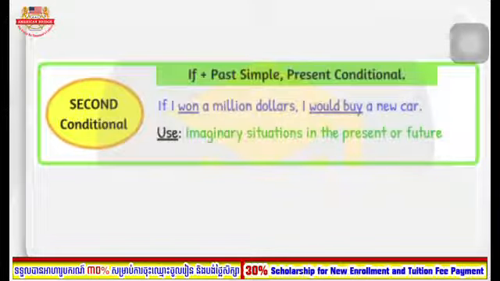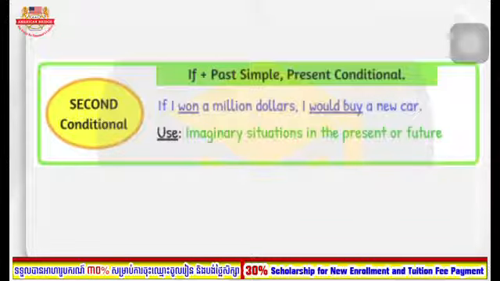Next, second conditional. So let's take a look at the form of second conditional. If plus past simple, comma, present conditional. Okay, students, so let's see. If I want $1 million, I would buy a new car. They say if I want $1 million, I would buy a new car.